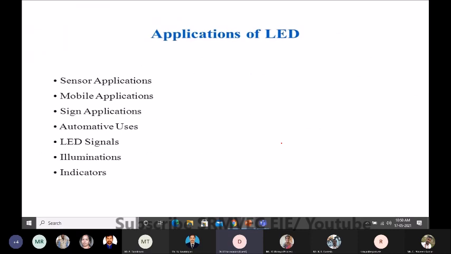Where is this LED used? In sensor applications, to denote whether it is on or off, in mobile applications, for incoming or outgoing signals, then sign applications, traffic lights, automation purposes, signals, illuminations, and indicators. Wherever the visible color conveys some meaning, you can use it everywhere. These can be arranged with sound, treatment, and light types and go on with different applications. Okay, so this is about LED.